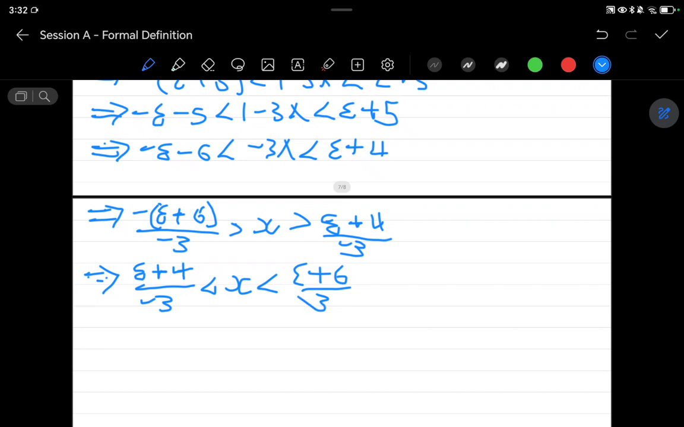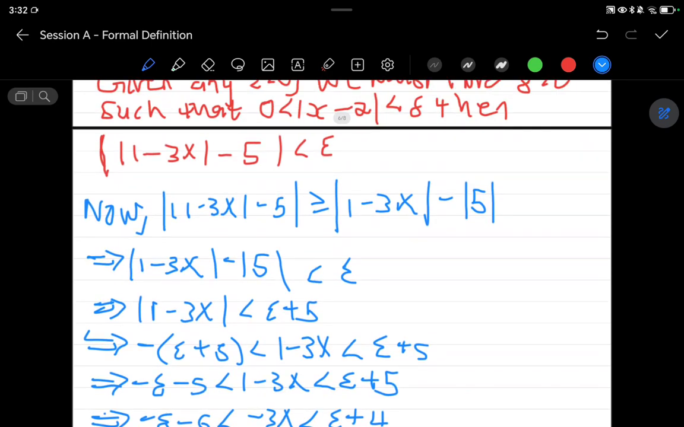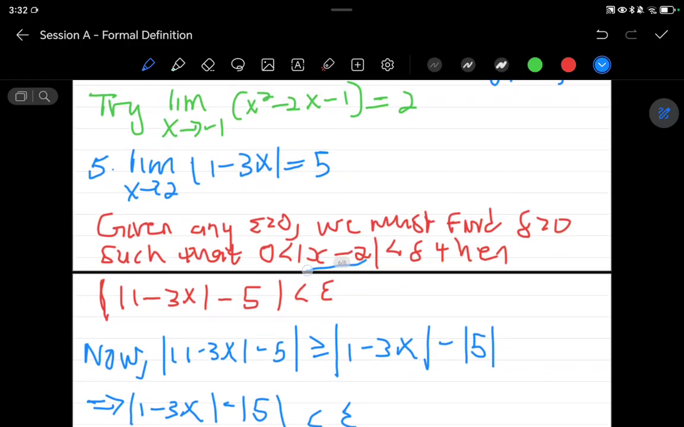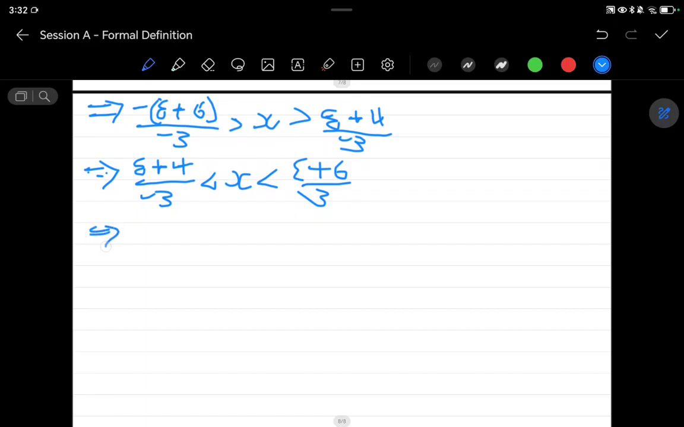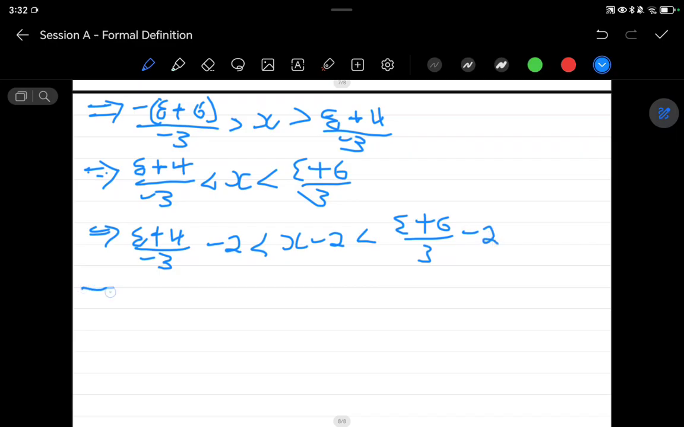Then now what do we need? Now we need x minus 2. We already have x, so we're going to subtract 2 both sides. I'll have epsilon plus 4 all over minus 3 minus 2, which is less than x minus 2, which is less than epsilon plus 6 over 3 minus 2.